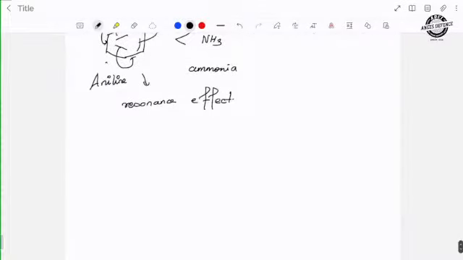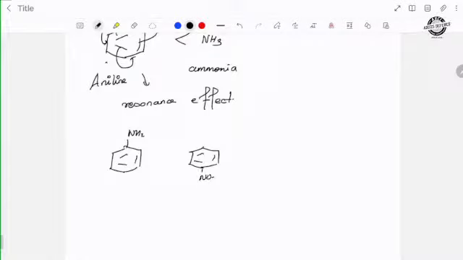Now tell me, in aniline and nitroaniline, which is stronger in nature?